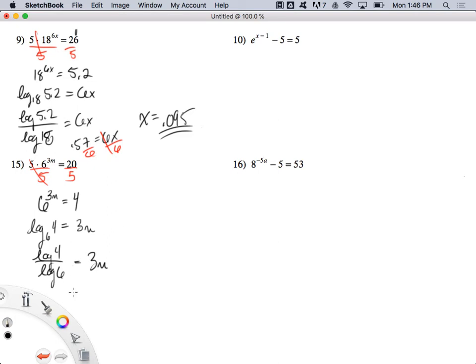So I do that division, I get 0.77 equals 3m, and then divide by 3. I end up with m equals 0.258. Any questions on that?